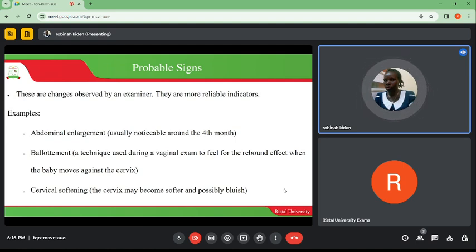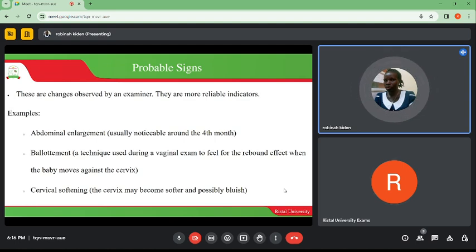Then it can also be done externally, when the midwife places the mass between her two hands, pushing it to one side with her hand, then also trying to push it to the other side. So if it moves inside like a ball, then that is a sign that the mother may be pregnant.